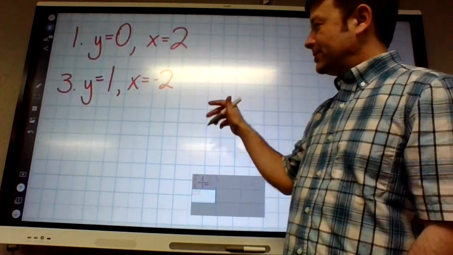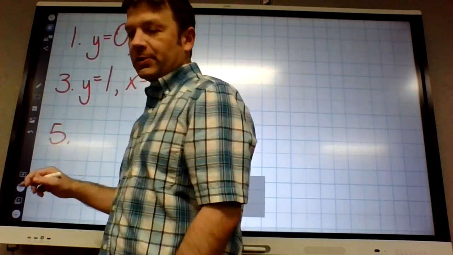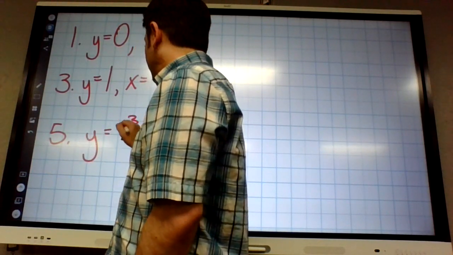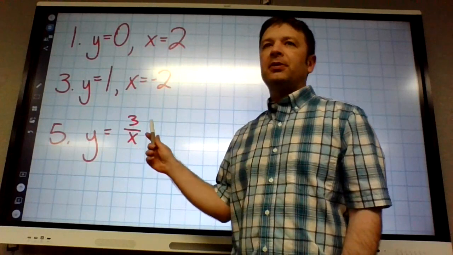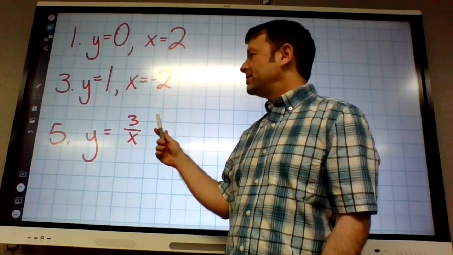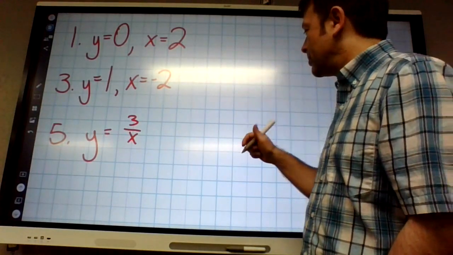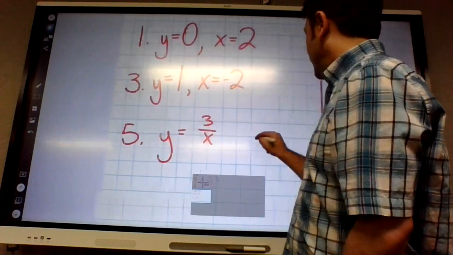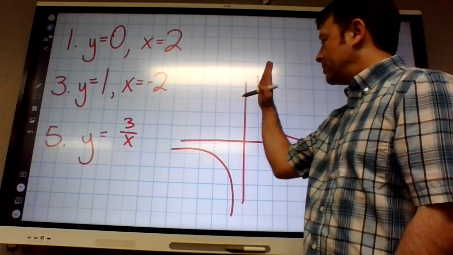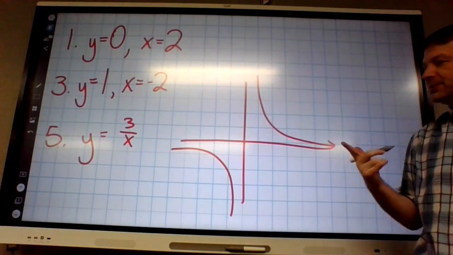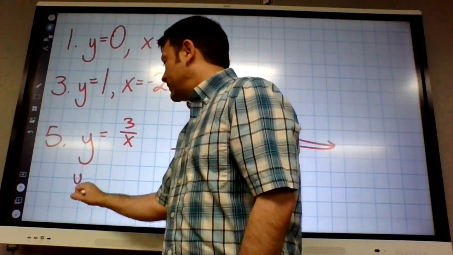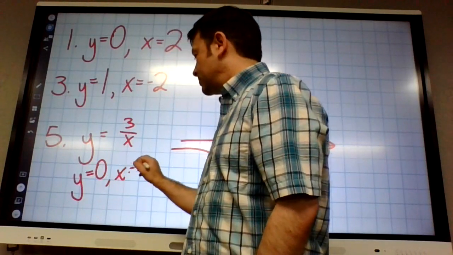Okay, number 5, they're asking the same question, but they are not drawing it for us. I'm not going to draw it either. You guys remember what I said about what the 3 does to the graph? Steeper. Does it change the asymptotes? No, it doesn't. It does not change the asymptotes. So it's still going to be y equals 0, x equals 0. It's just a little farther off the lines than it would have been. So number 5, y equals 0, x equals 0.